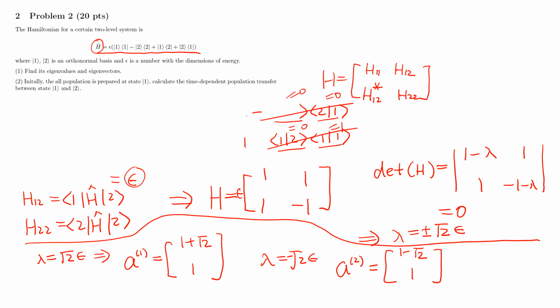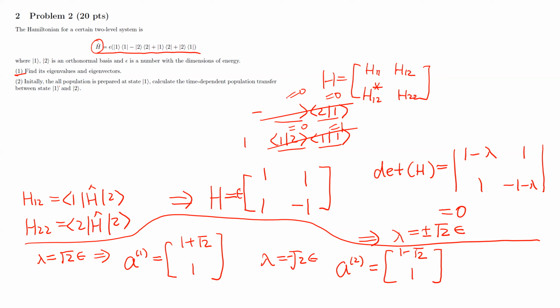Okay, so I think we have a little bit of space, which is good enough. So next is relatively important. We get the eigenvalues and eigenvectors, and this basically finishes the first part. The second part is that let's try to calculate the time-dependent population transfer. That is pretty important.